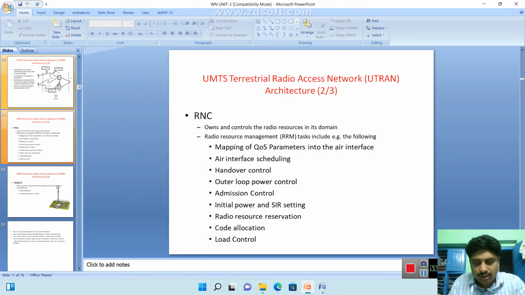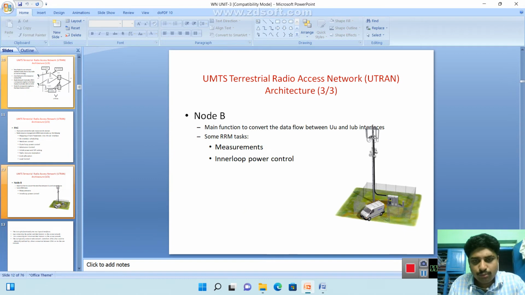Next we are going to see what all the functions provided by the RNC are. We already discussed what the RNC is. Now let us see the functions one by one. First one is mapping of QoS parameters. How to map the QoS parameters is very important. Next, handover control, admission control, and load control. So these are the very important key functions of the RNC.